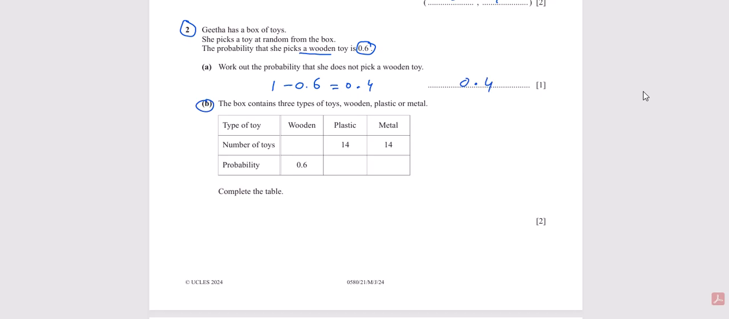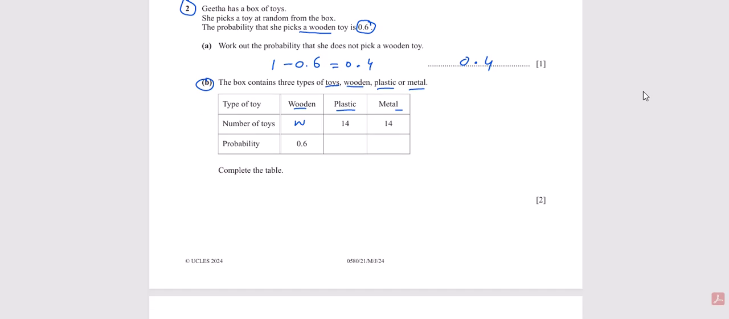Part B. The box contains 3 types of toys: wooden, plastic and metal. Type of toy: wooden, plastic, metal. Number of toys, we need to find this one. Let us consider this is W, okay, and plastic is 14, metal is 14. The probability of each type of toy: the wooden has probability 0.6, plastic we need to find, and metal we also find. Complete the table.